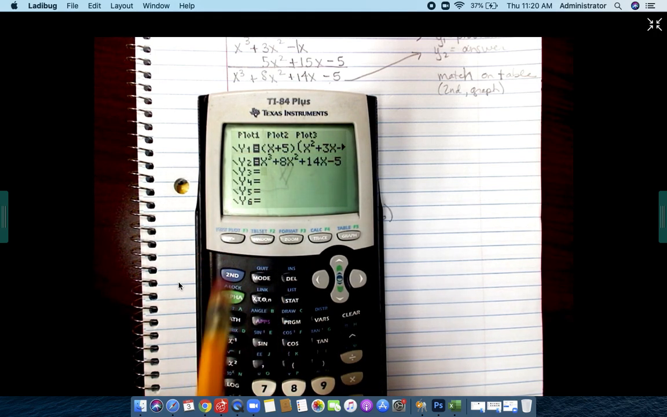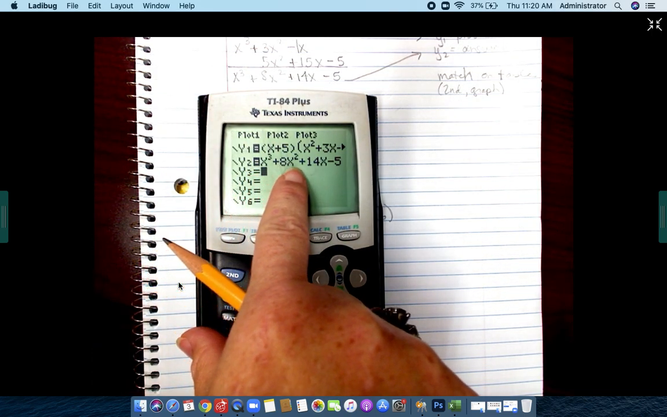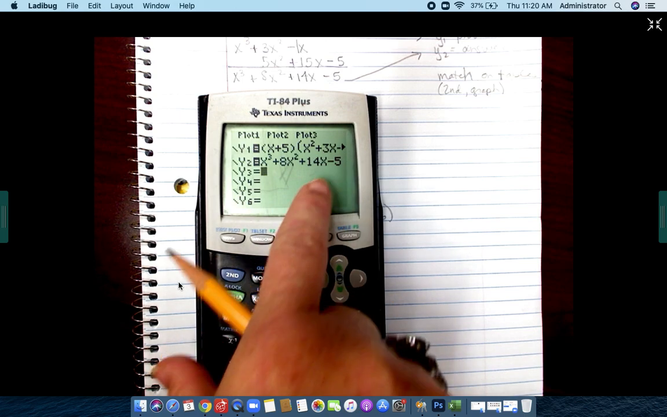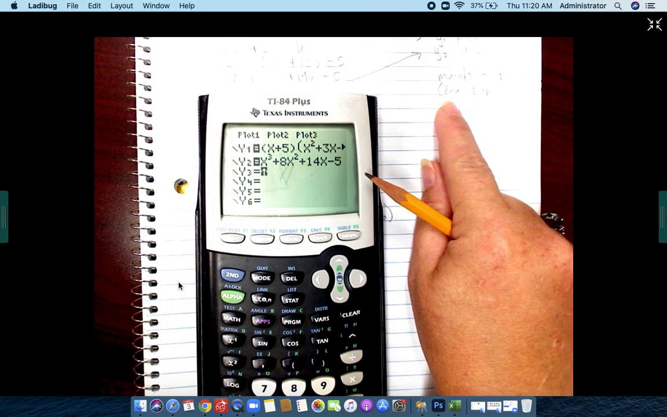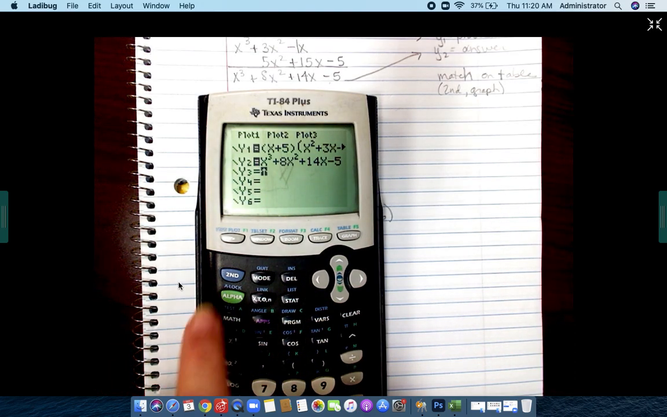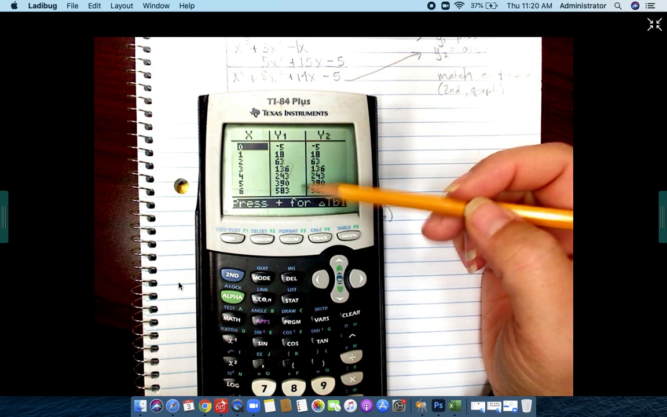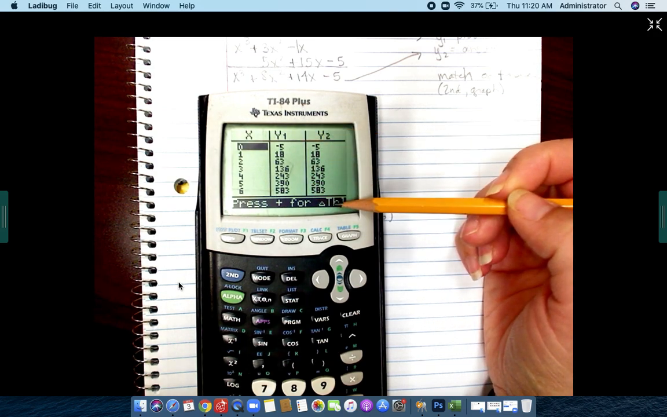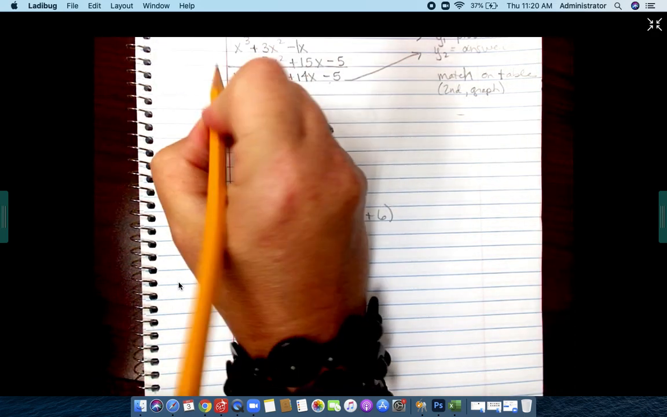And again, my job, I always go and look and make sure I typed it in, x cubed plus 8x squared plus 14x minus 5. All right, so now I'm going to hit second. Here's your instructions. Match on the table, second graph, just like we did yesterday. So second graph. And as you notice, all my y1s and my y2s match. So that tells me that they are equivalent, which means my answer is correct.